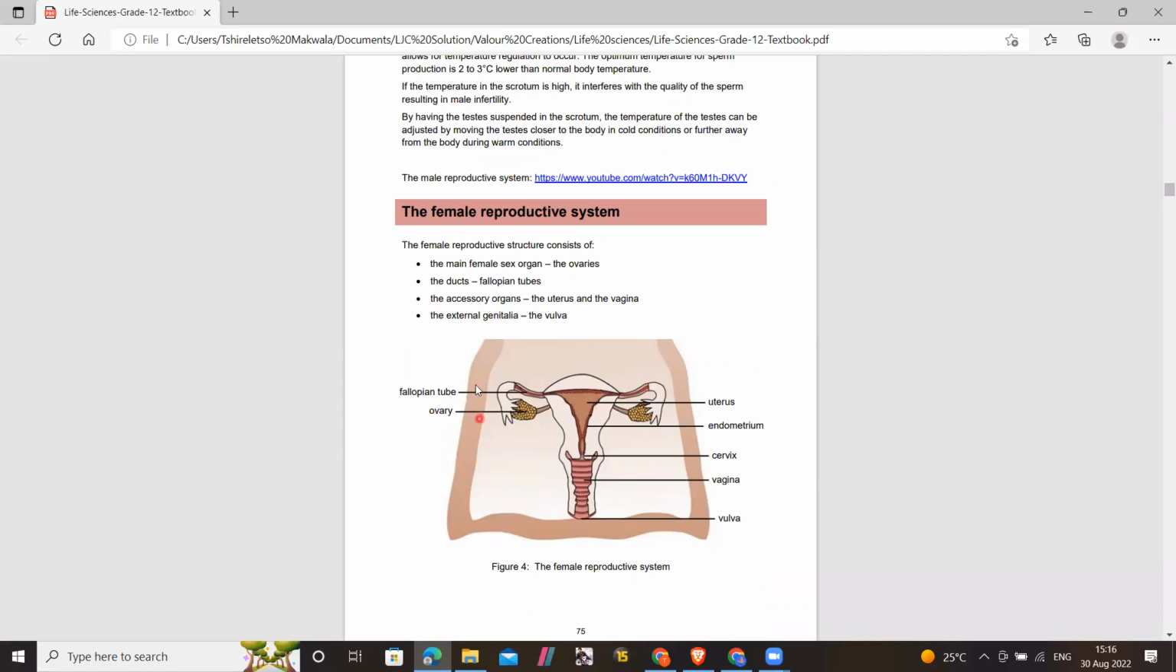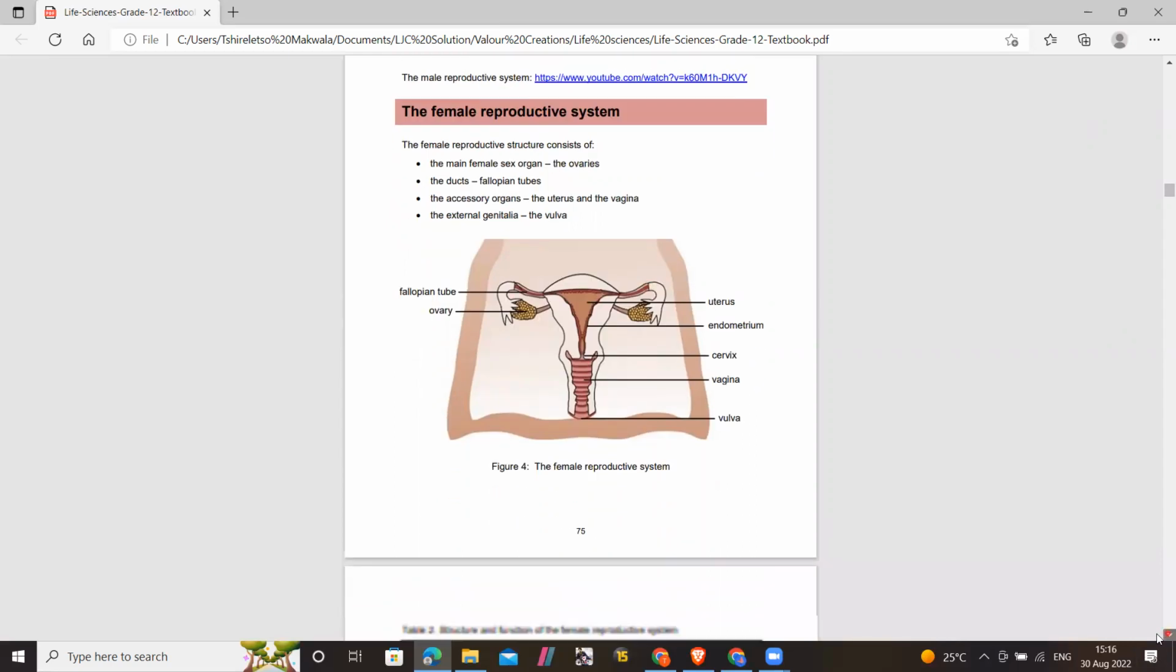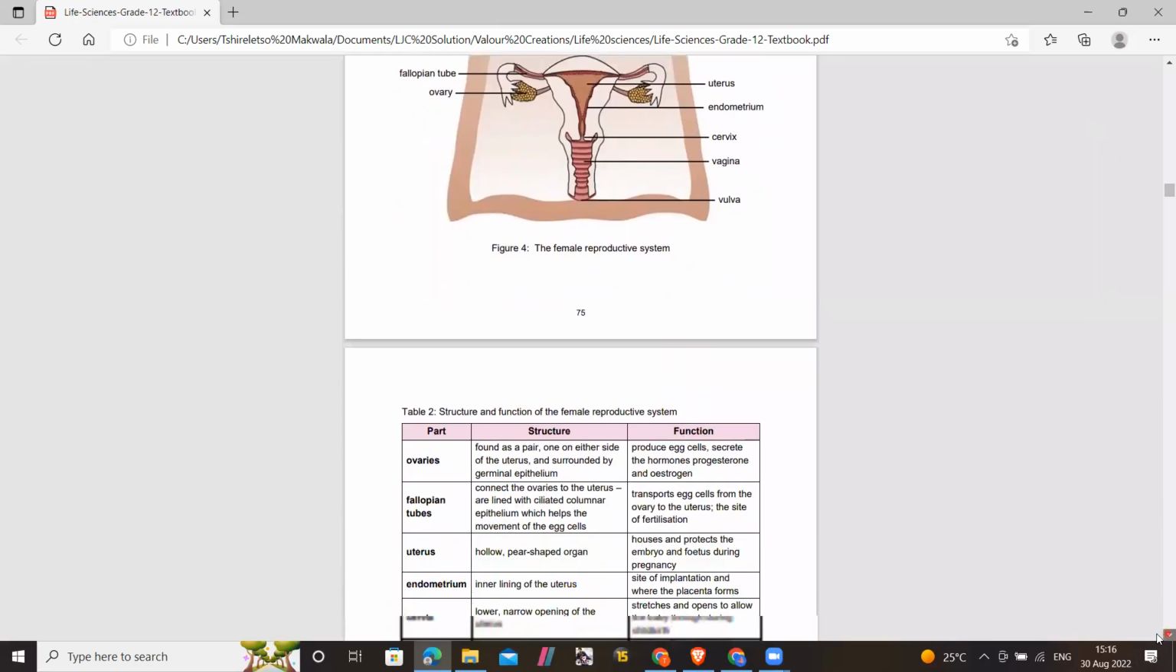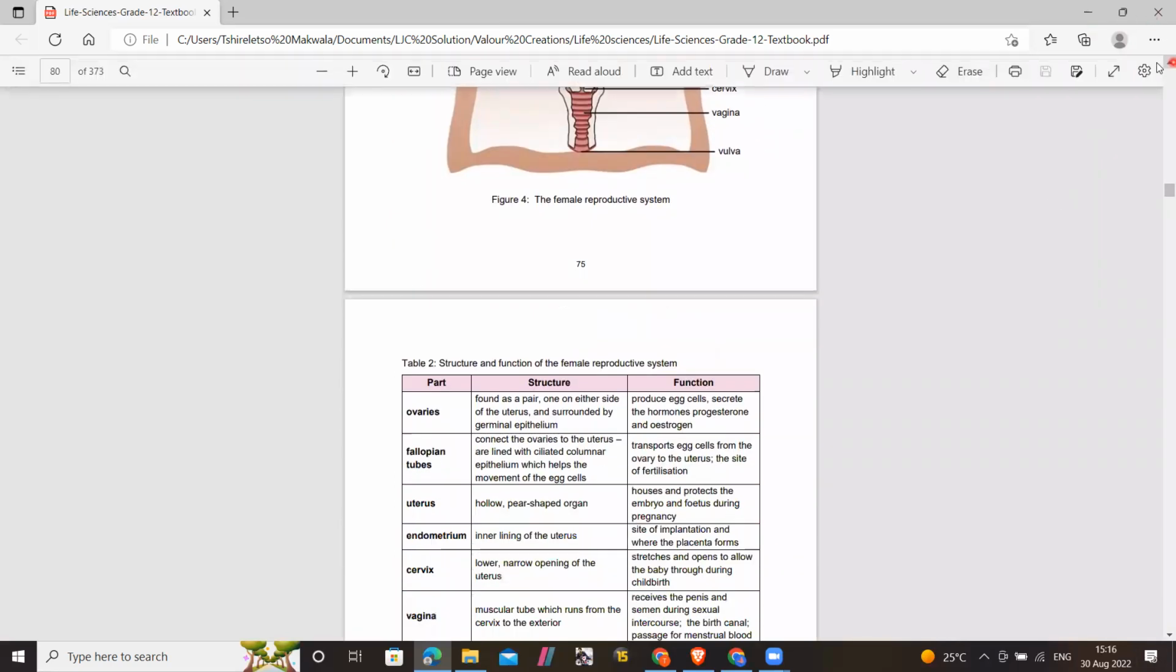You see, we firstly have these. The main sex organ for the females is the ovaries, because the ovaries are the ones that produce the gametes. The gametes in this case are called egg cells, right? So the ovaries are the ones that produce the egg cells. And that's basically the structure of it.